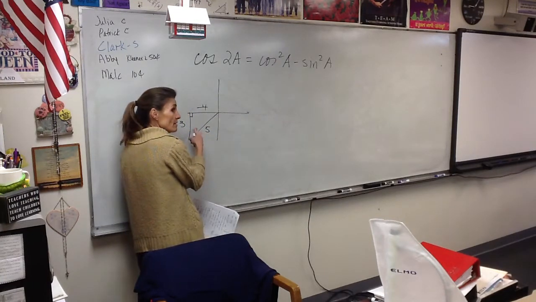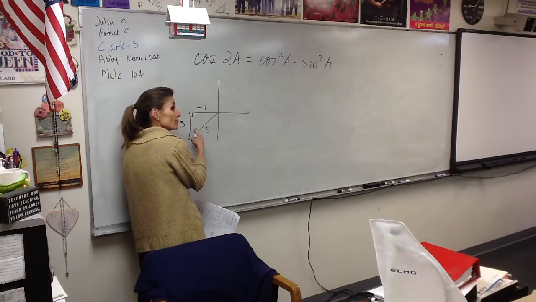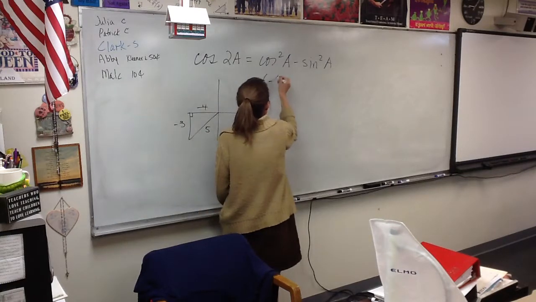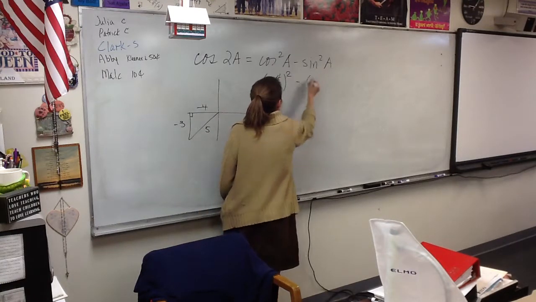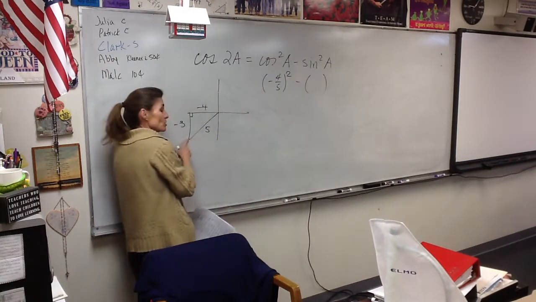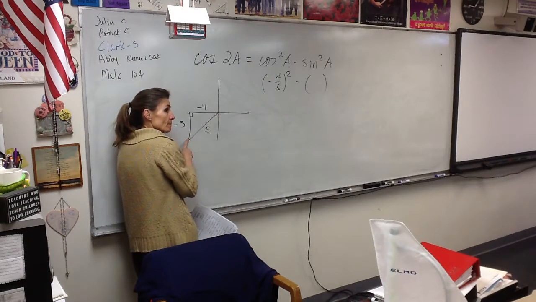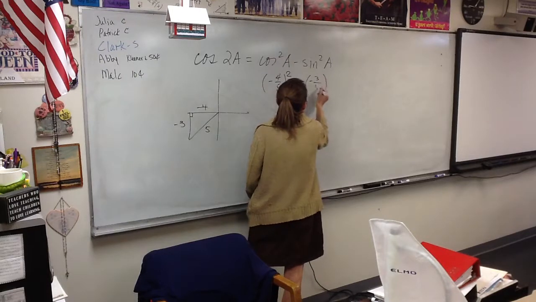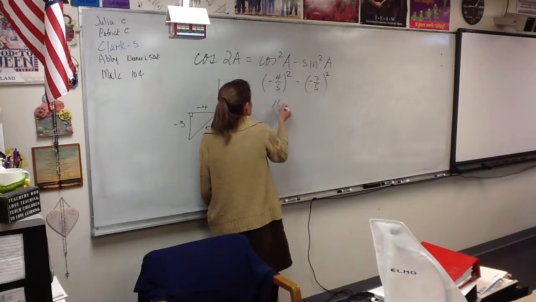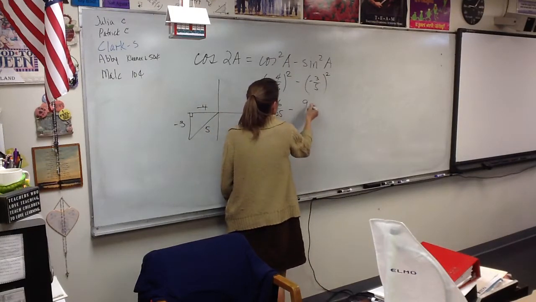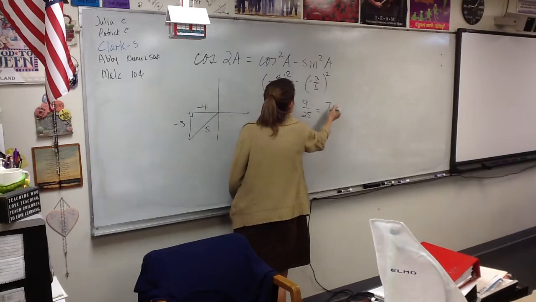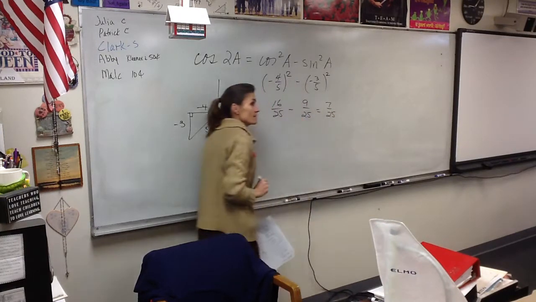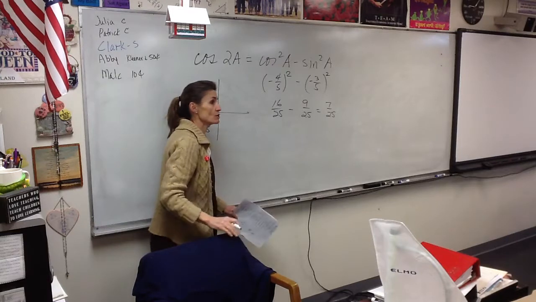So what's the cosine in this picture? Yep, so I have -4/5 squared. What's the sine in this picture? And I square that. So I have 16/25 minus 9/25. So the answer is 7/25. That's all there is to it.